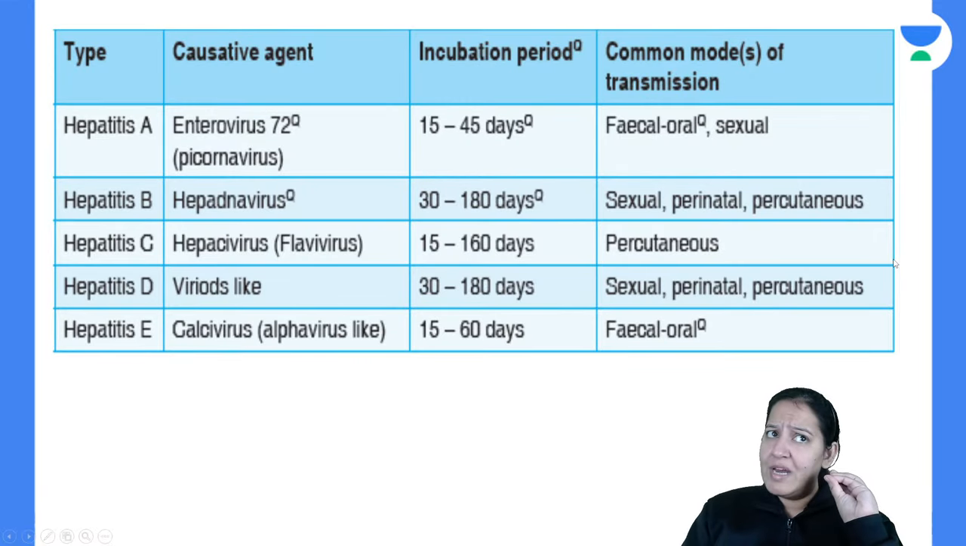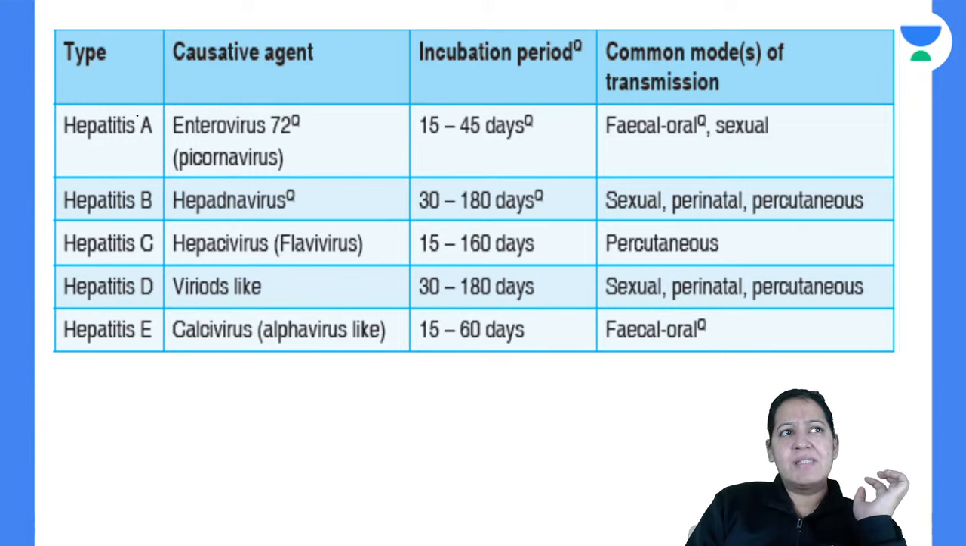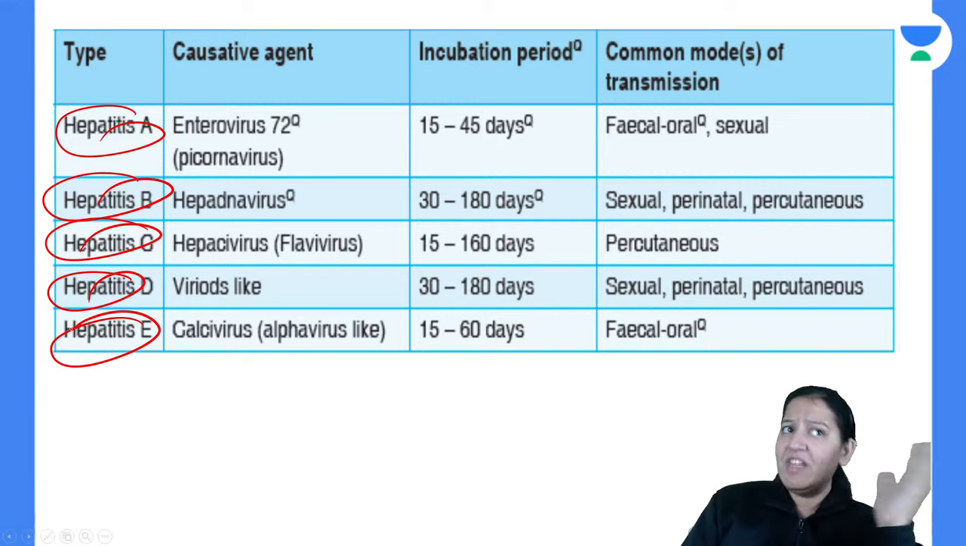So as I have told you, there are five viruses. Can you see the five viruses? These are the names of the five viruses: Hepatitis A virus, B virus, C virus, D virus, E virus. So tell me their family.